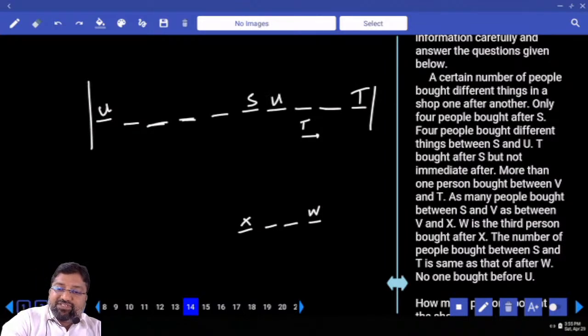So you have to fix W here. When you fix W here, 1, 2, this has to be X. Because based on the position of W, we are fixing the position of X. Next is what? Done.